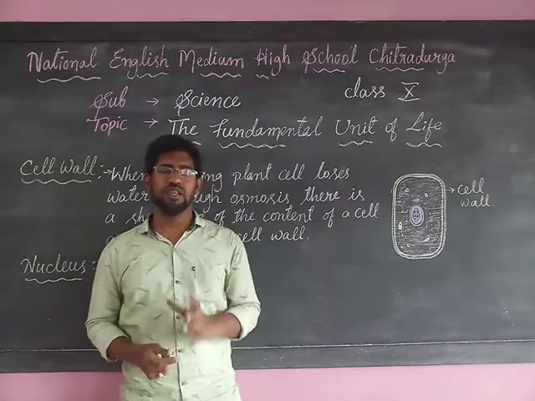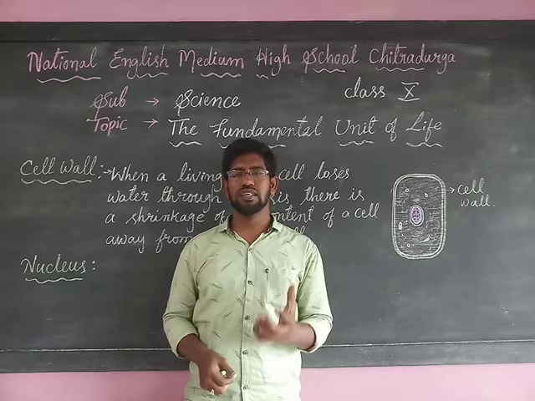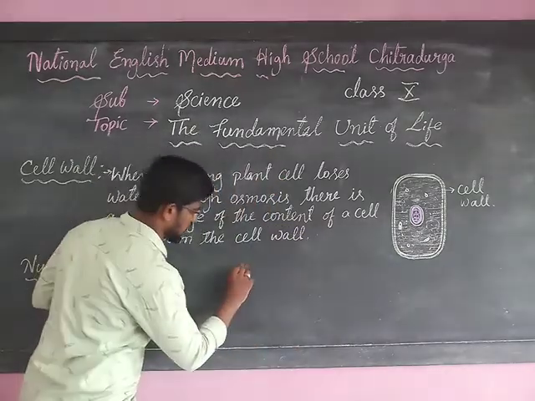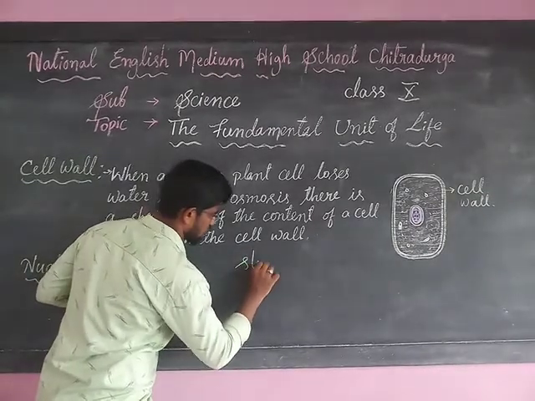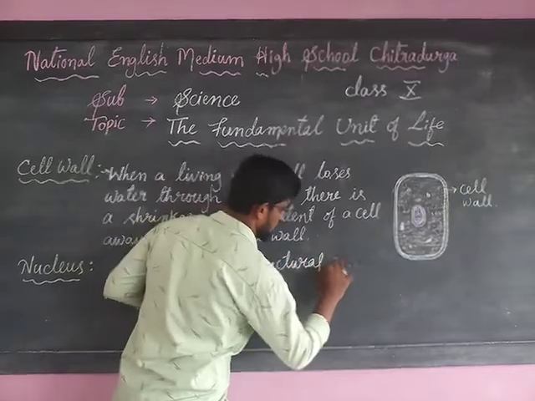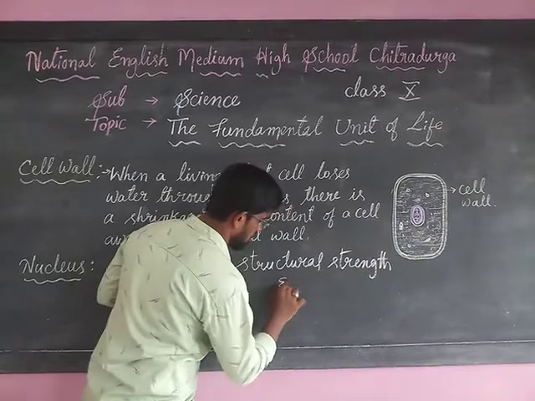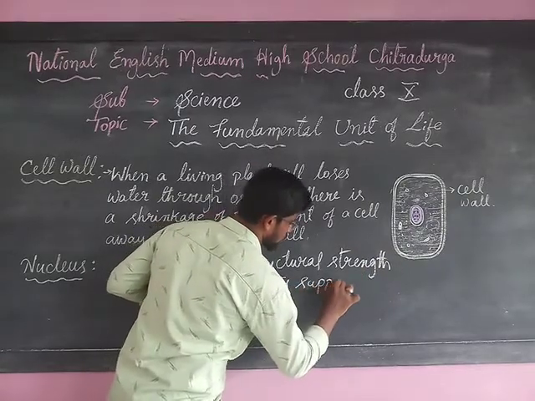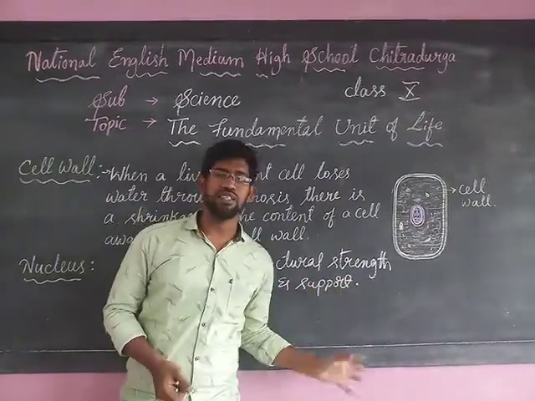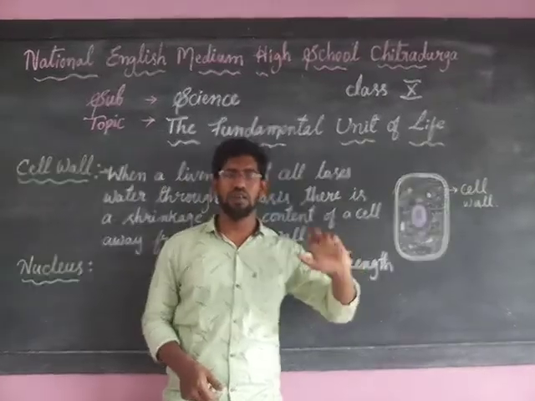Understood? So this cell wall is very important, present in the plants, which gives strength and support, which is called structural strength and support. Structural strength and support. So remember, this is structural strength and support to the cell of a plant or bacteria or fungus.